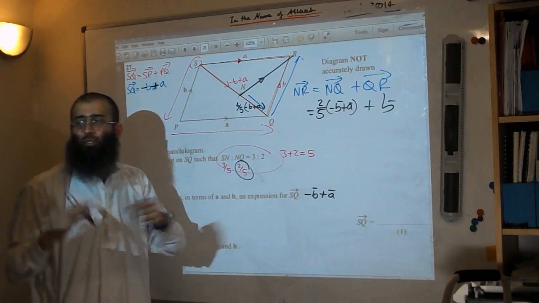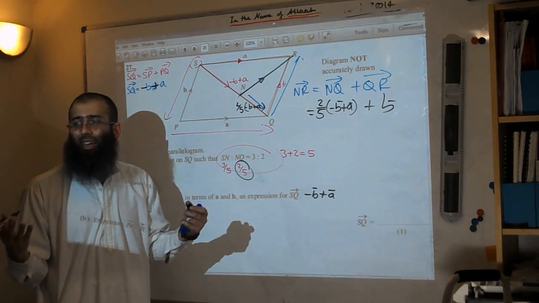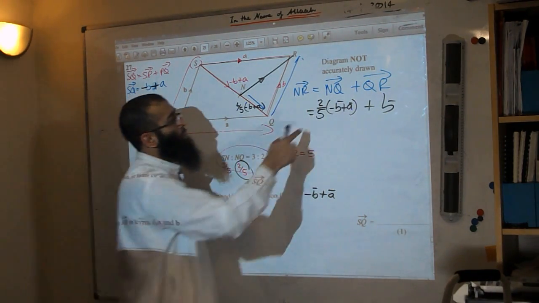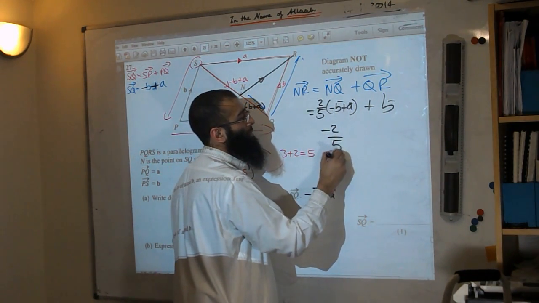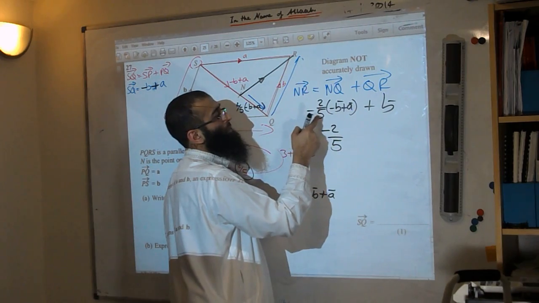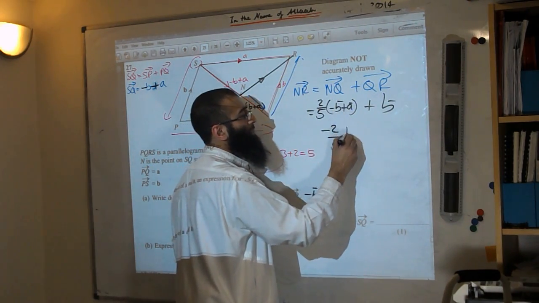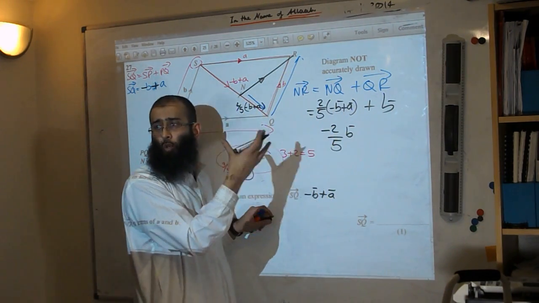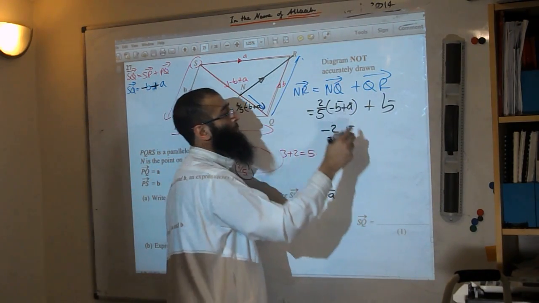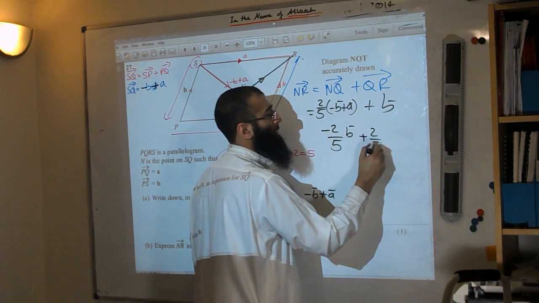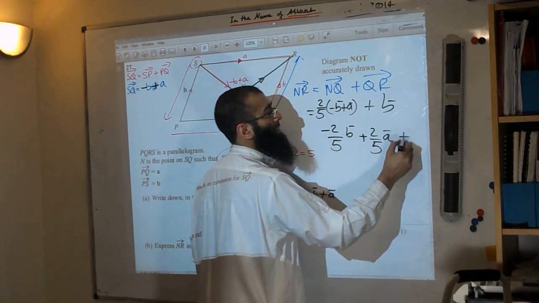The next part students fail, trip on, just multiplying it out and simplifying it. Now, 2/5 times minus b gives us minus 2/5 b. 2/5 times plus a gives us 2/5 a. And then add the b.